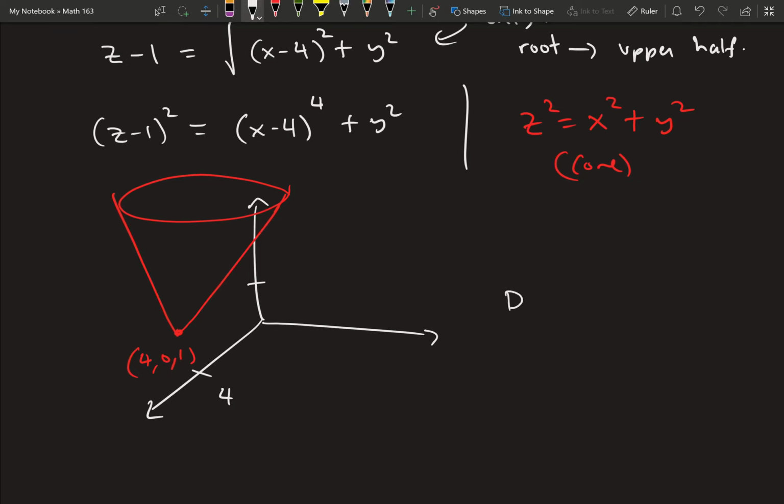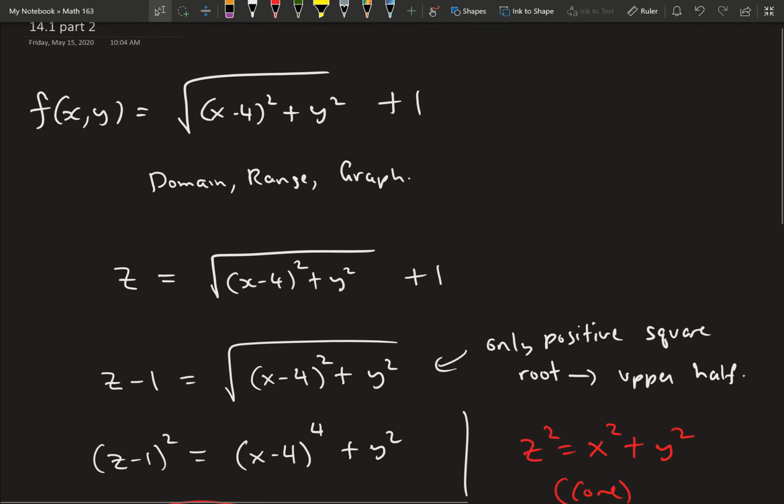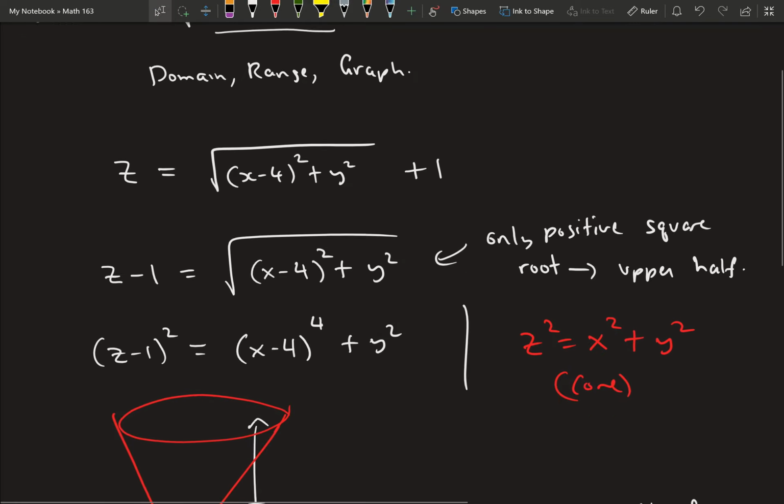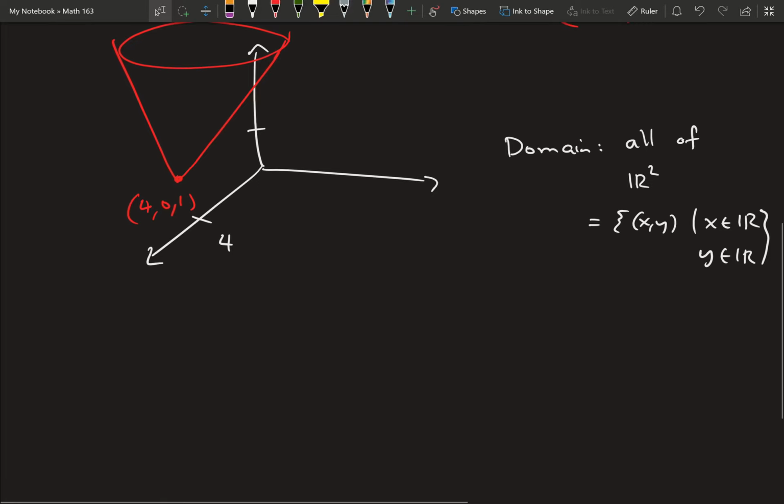And so once you see the graph, well, even before you see the graph, I suppose, you can clearly see that the domain of this function is all of R2, or all of the xy plane. So you have all x coordinates, all y coordinates, and that forms the domain of this function. And you can see that because, well, inside the square root you have the sum of squares that's always positive, or at least non-negative, so you can plug in whatever you like.